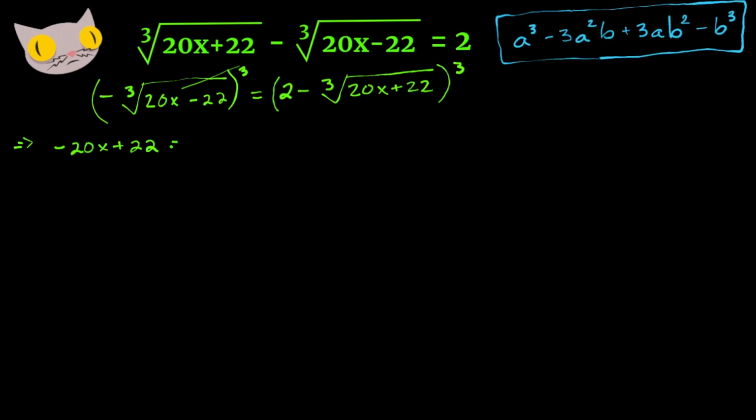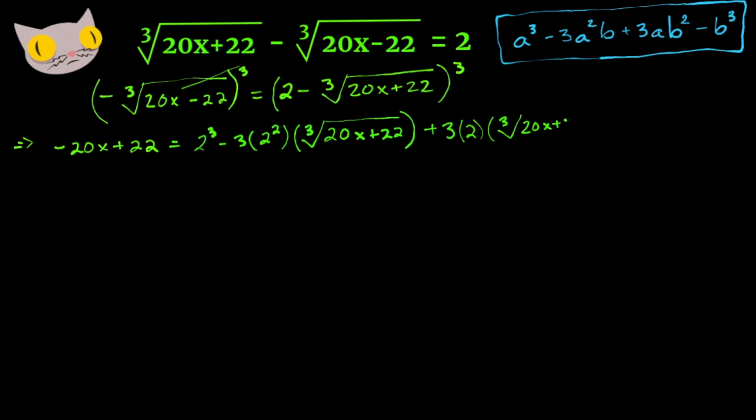So following that rule, on this side we're going to get 2 cubed minus 3 times 2 squared times the third root of 20x plus 22, plus 3 times 2 times the third root squared, minus that third root cubed.